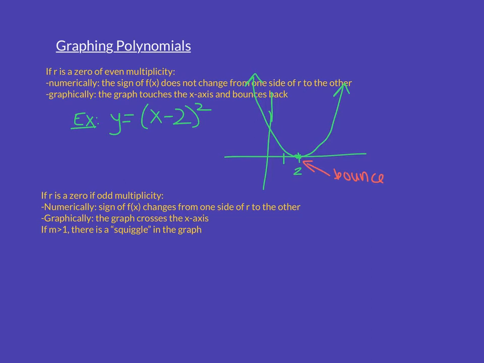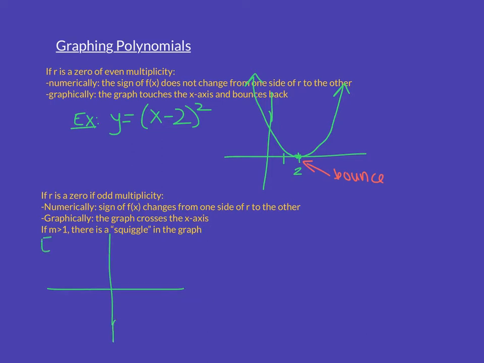So for an odd multiplicity zero, you're actually going to have the graph crossing through that zero, and the sign of your function changes from one side of that zero to the other. There's a special case. If your multiplicity is bigger than 1, like if it's 3, 5, 7, 9, and so on, your graph's going to have a little squiggle in it. I don't think there's a technical term for that. Bounce is also not really a technical term, but let's do an example. I'll show you what I mean.